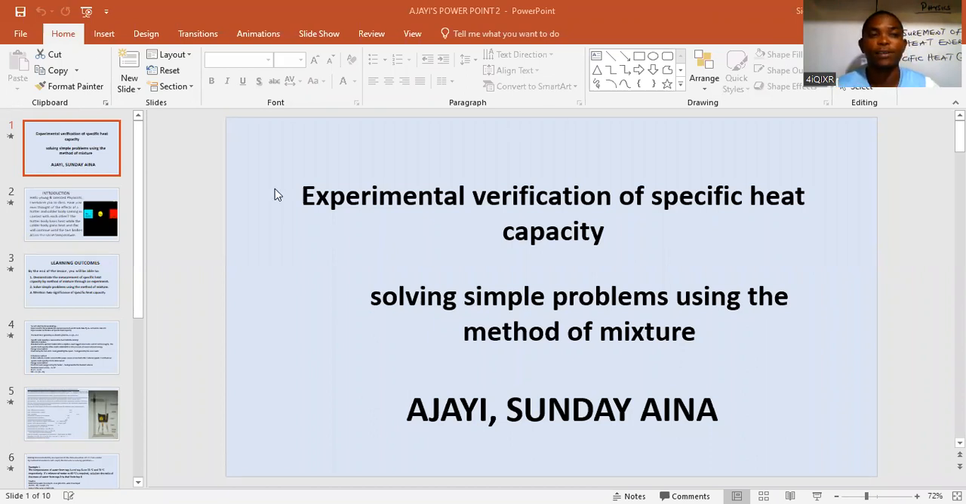Welcome to class. In our last class, we looked at the concept of specific heat capacity and heat capacity, and we were able to look at the definitions of these concepts as well as their various SI units. We also solved some questions using the formula Q equals mc change in theta. But for today, we shall look at experimental verification of specific heat capacity. We also solve simple problems using the method of mixtures.